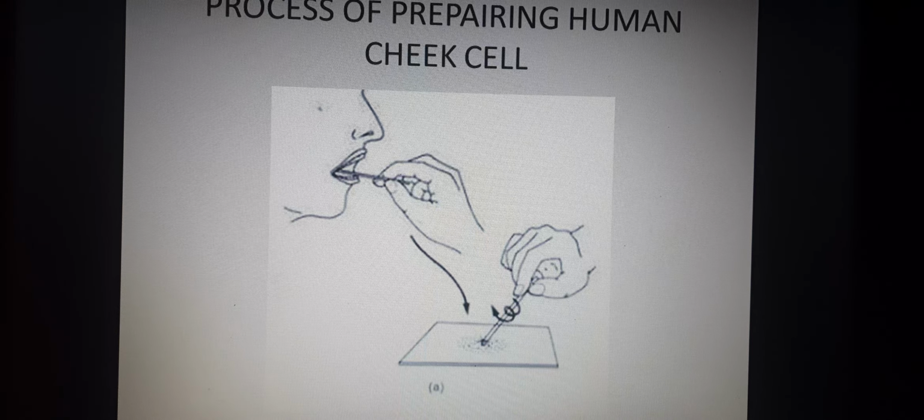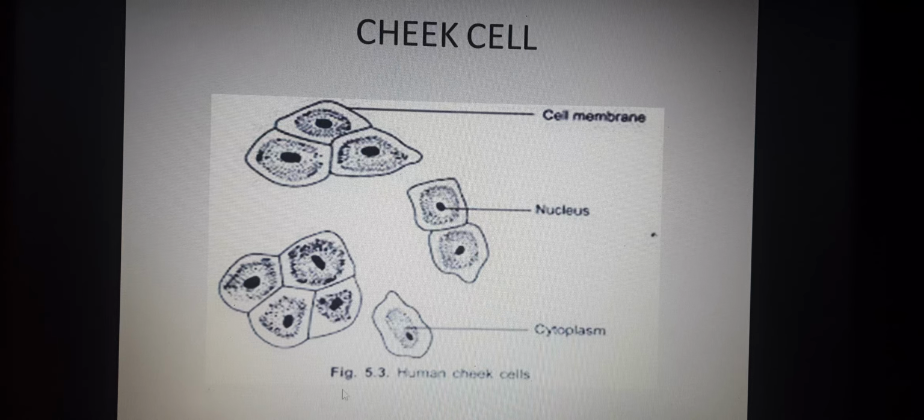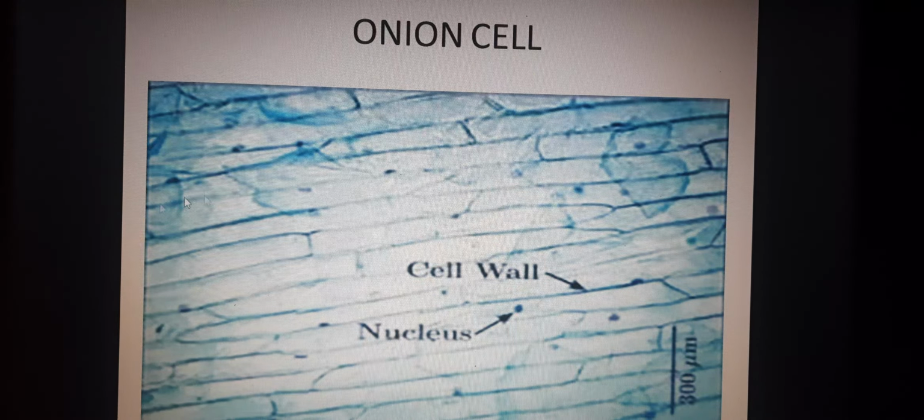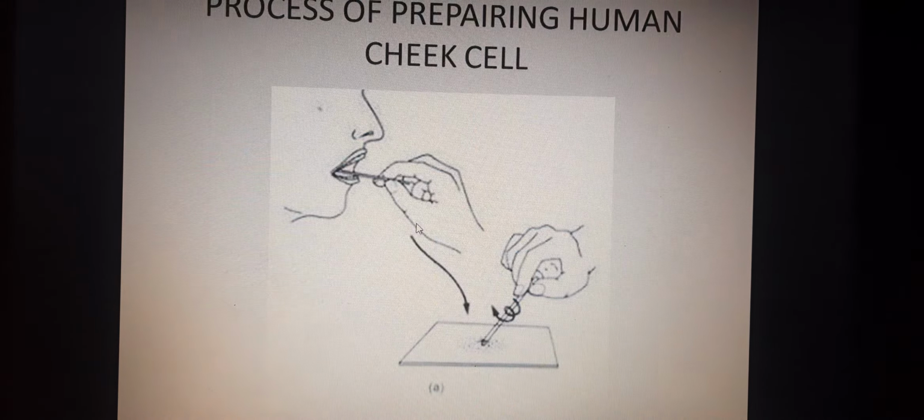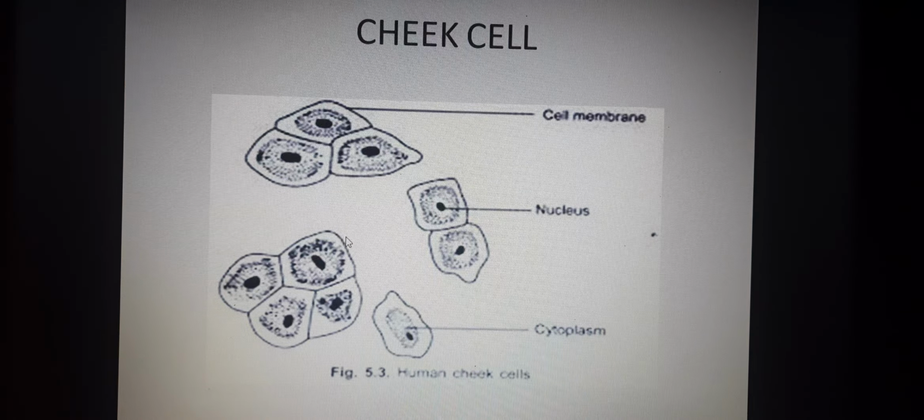You will just take a plastic stick or plastic scale, and from inside the buccal cavity of your cheek you will take some amount of scratches, and put it on the slide, add some stain, cover it with a cover slip, and then whenever you see it, you will see cells like these. These are the animal cells. So this human cheek cell is a characteristic animal cell, and that was the plant cell. This is the characteristic plant cell. Therefore the cell wall is there, but here there is no cell wall, only the cell membrane.